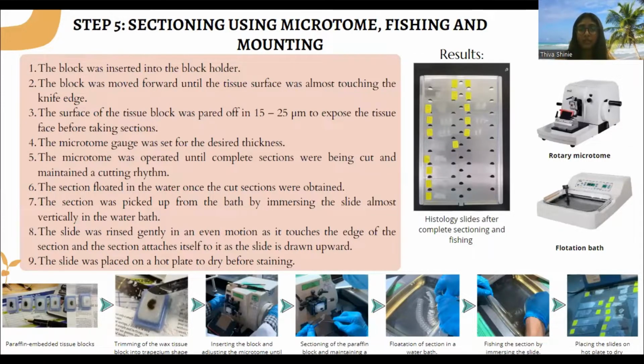The method is, the block was inserted into the block holder in the microtome. The block was moved forward until the tissue surface was almost touching the knife edge. The surface of the tissue block was pared off to expose the tissue face before taking sections. The microtome gauge was set for the desired thickness.